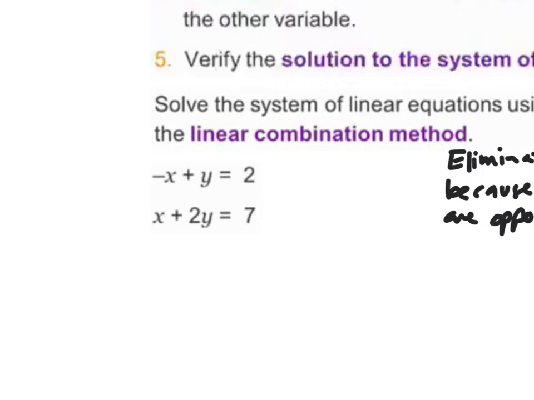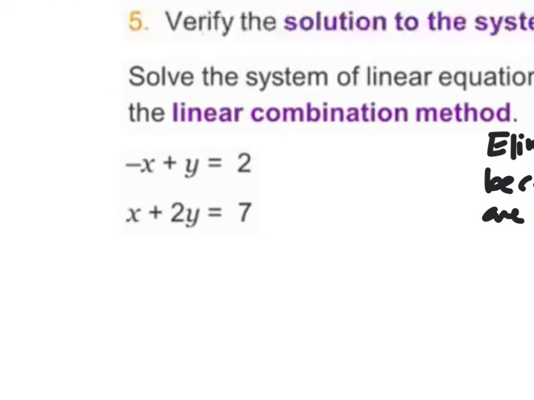So here's what I got. I've got -x plus y equals 2, x plus 2y equals 7. Now notice that both of these equations are in standard form. They're not in slope-intercept form. When they're both in standard form like this, I want to use elimination, especially if I have opposite coefficients. So when I notice that, I'm just going to add them together. Okay, and add them up.